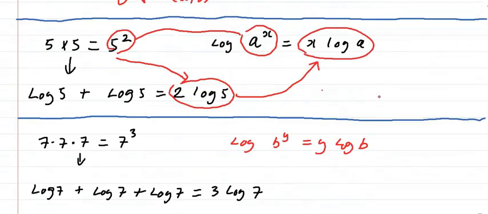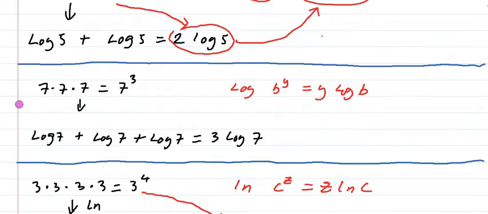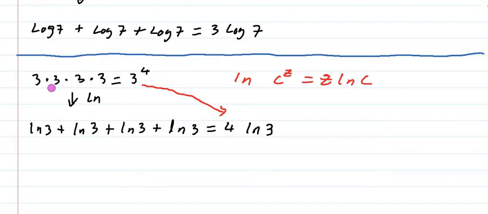All we're doing with this mysterious equation, the log of a to the power of x equals x log a, is nothing more than a numerical calculation, but we're using symbols rather than actual numbers. Here 5 times 5 becomes 5 squared. We take the log of 5 squared and we get 2 lots of log 5. Here we took 3 lots of 7 multiplied together, and the answer became 3 times the log of 7. Here we had 4 lots of 3, and the answer became 4 times the log of 3.